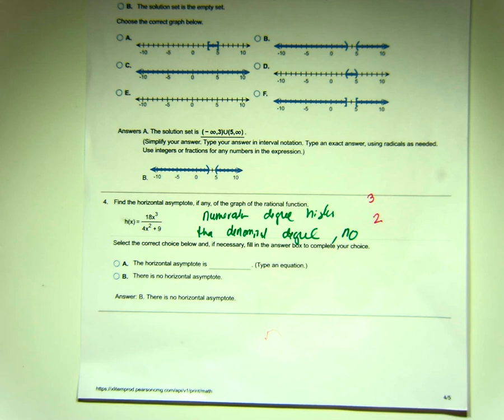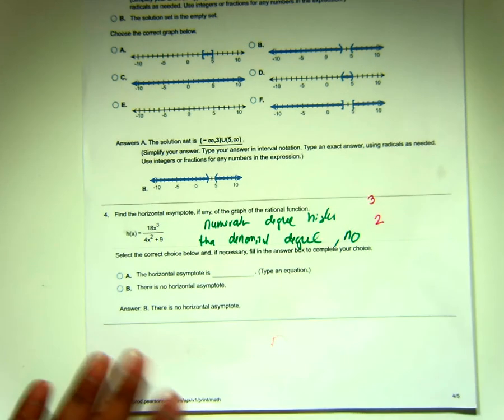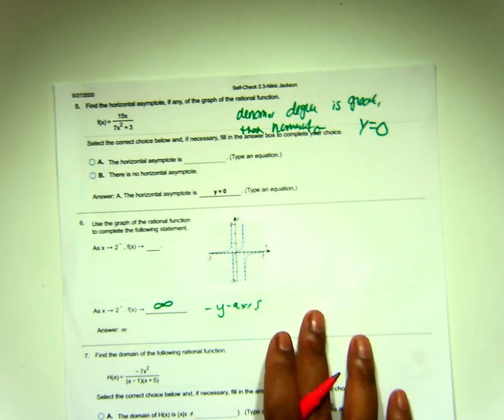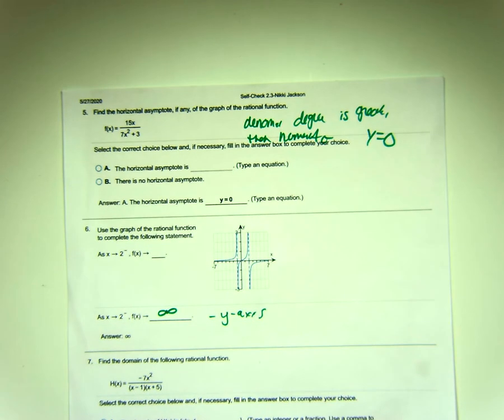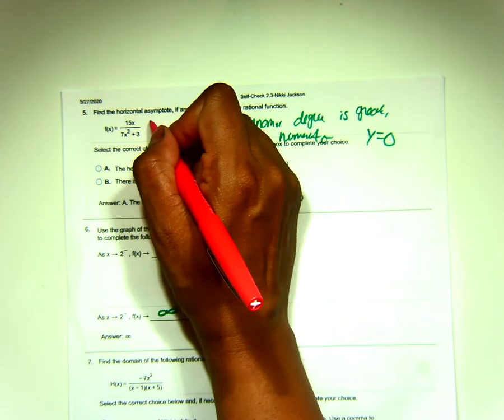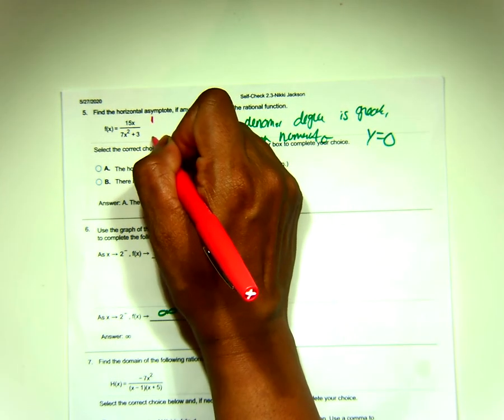Which leads us into the next example. Once again, you still have a fraction, but look at the degree, aka your exponents, for your numerator and denominator. The denominator's degree is greater than the numerator. Notice how my little scribble is, because you have 1 for your exponent here, and then 2 for your exponent there. Therefore, it is assumed that you have 0 for your horizontal asymptote.